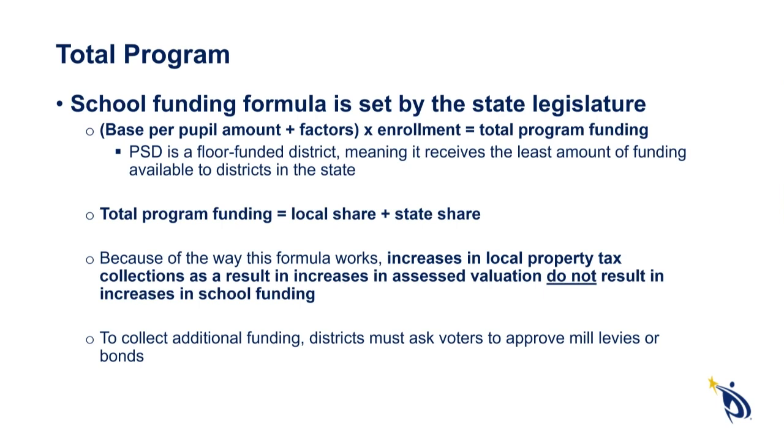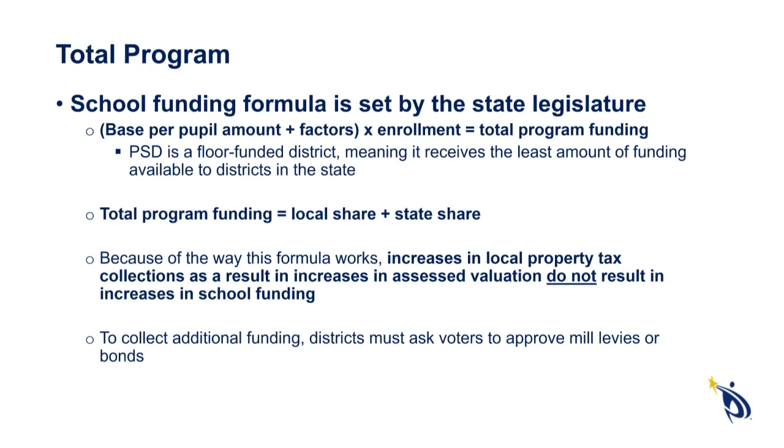So kind of coming back to what Brian Gustafson talked about last time, and this is just to re-concrete this into knowledge here, total programming is really set by the legislature, and it's through a formula, and it really is a mechanism that looks at a base per pupil amount. It starts to adjust for factors like cost of living, size, and then we multiply that times enrollment to get our total program funding. We also learned at the last session that PSD is a floor-funded district, meaning that it receives the least amount of funding available to districts in the state. We have looked a little closer, and historically we used to be 14 other districts at the floor. Currently in this run, there's 8 districts on the floor, so that has changed a little bit over time.